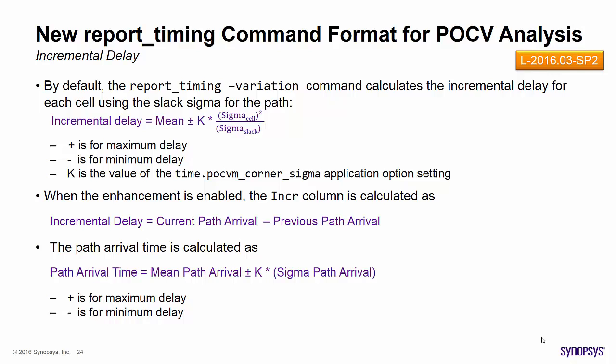When the enhancement is enabled, the incremental column is calculated as: incremental delay is current path arrival minus previous path arrival. The path arrival time is calculated as: path arrival time is mean path arrival plus or minus k times sigma path arrival.